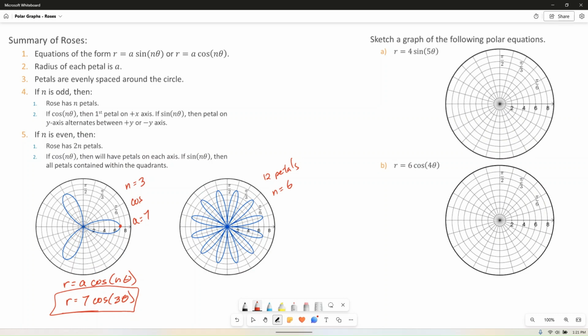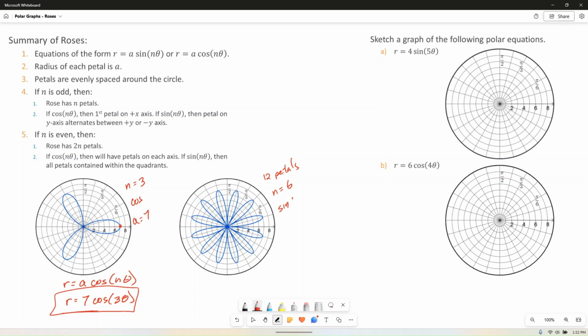And if you look at all 12 of these petals, which are evenly spaced around, notice that none of them touch the x or the y axis except at the origin. So that means you have 3 in each quadrant for a total of 12. Because none of them touch the axes, they're all in the quadrant spaces, I know that this has to be a sine graph. So I know the number of petals. I know it has to be a sine graph.